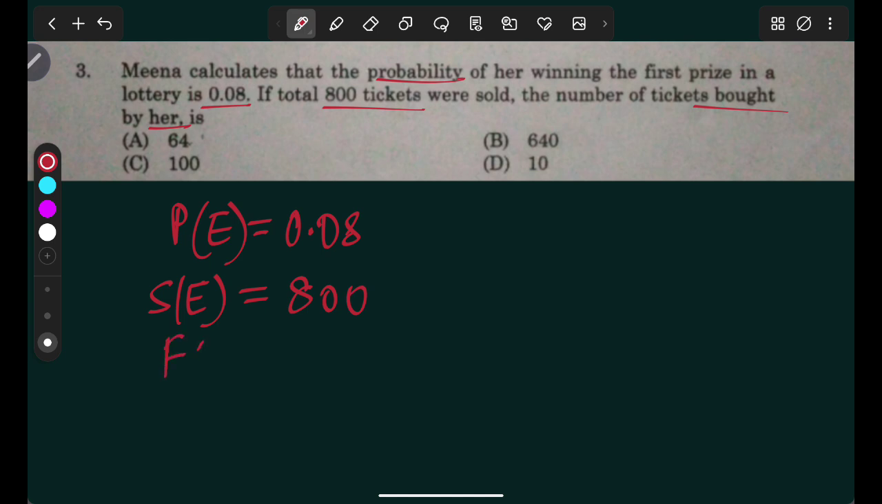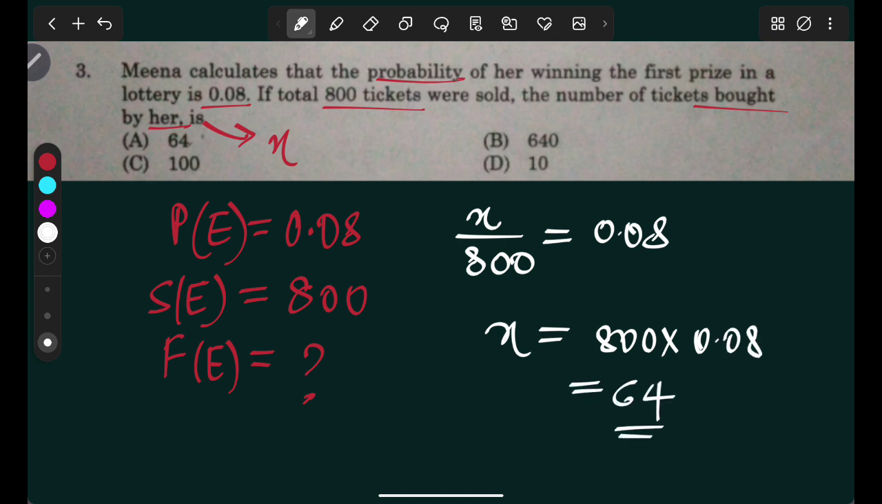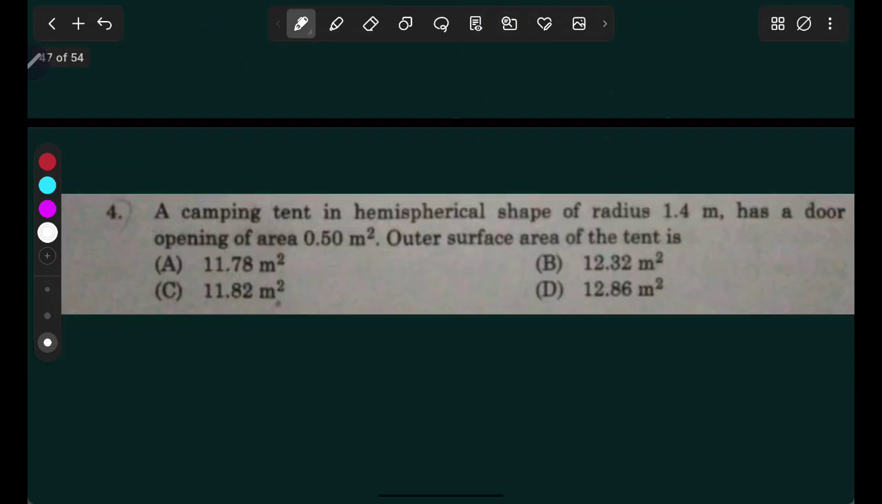Now the favorable outcome we have to find. This is what it means, the number of tickets bought by her. Let she bought X tickets. So the equation becomes X by 800 is 0.08. So now this will give us 800 into 0.08. This comes out to be 8 into 8, 64. As simple as that. She bought 64 tickets. Option number A is the correct answer. The paper was quite simple.